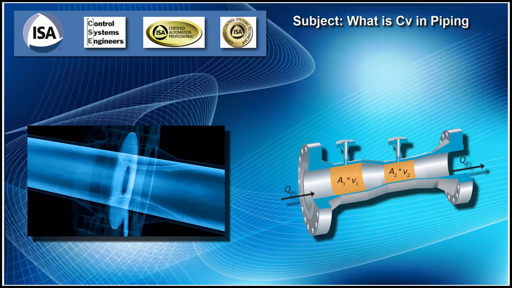Okay, let's talk about a head type flow measurement. Head type flow measurement is complex. It has all different kinds of formulas for what type of measurement you're making, like an orifice, like you see on the left, or a venturi tube, like you see on the right.